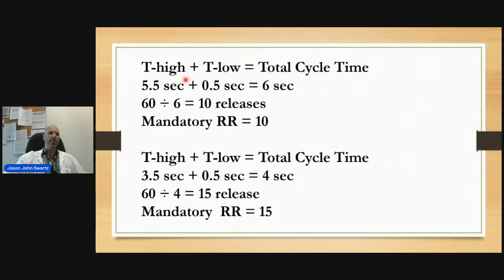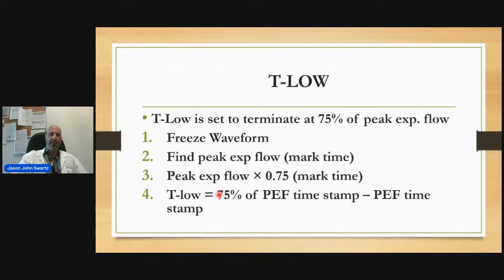Just doing the math, let's say you had a T high of 5.5 and your T lows were on average 0.5. So the whole respiratory cycle is 6 seconds. 60 divided by 6, you have about 10 releases. Then your patient, let's say, has an acidosis, CO2 is a little too high for your comfort. Then you're going to shorten, let's say, 5.5 to 3.5. You still have a very similar T low, so that whole cycle is 4 seconds, and you divide that. Now you've increased the rate of releases from 10 to 15.